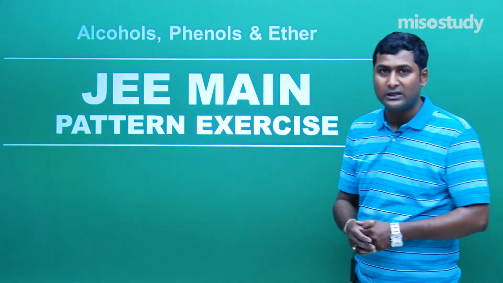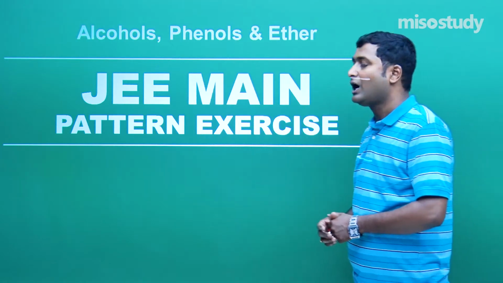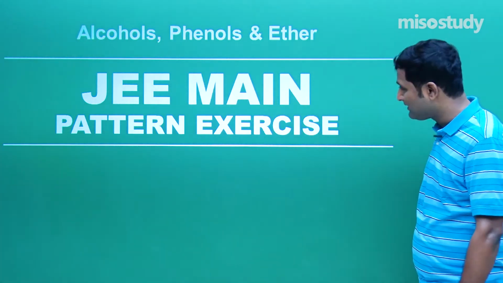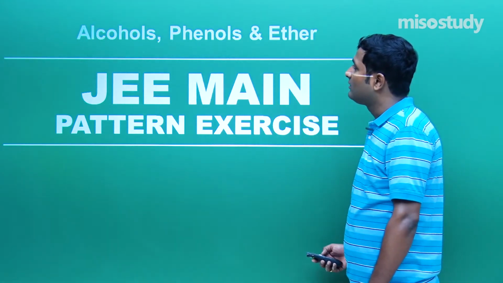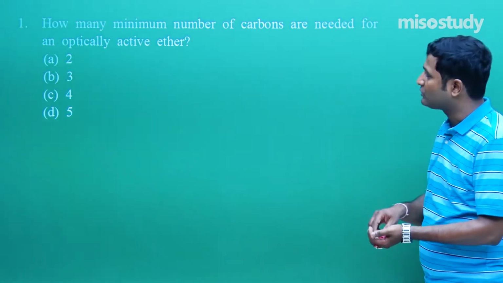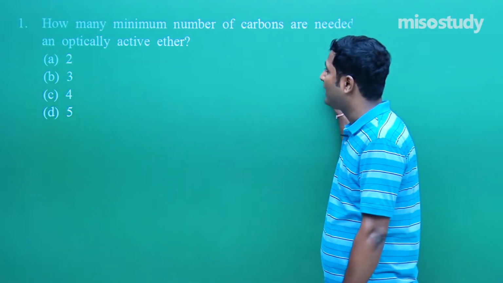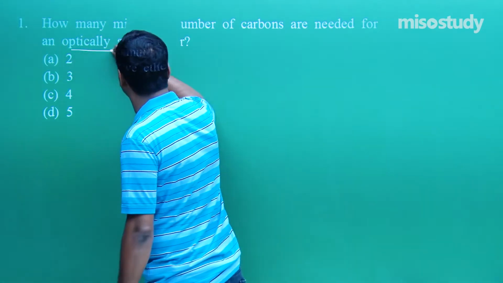Today we are going to discuss a few questions related to alcohol, phenol and ether, and the pattern is JEE Main exam pattern. So let's start with the topic. My first question is, look at the question. How many minimum number of carbons are needed for an optically active ether?